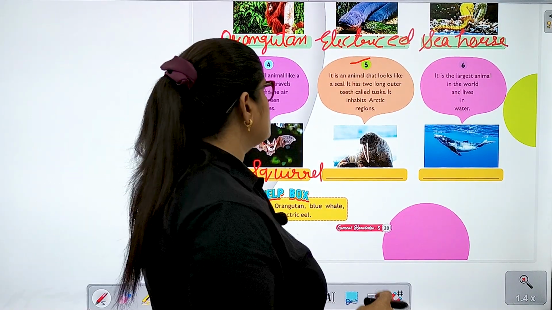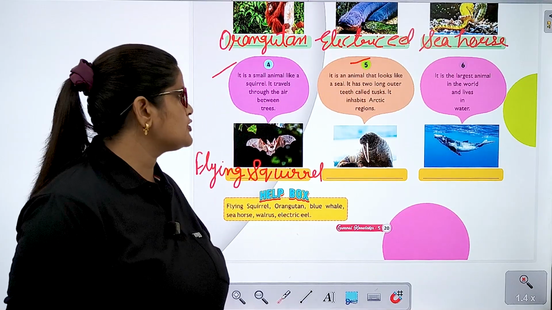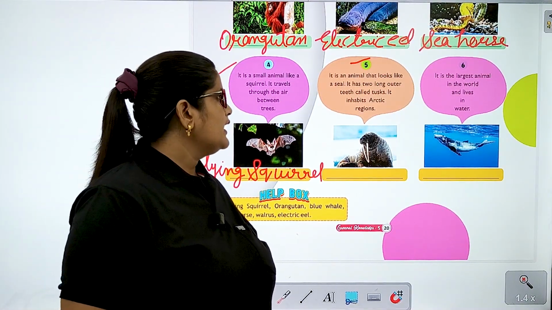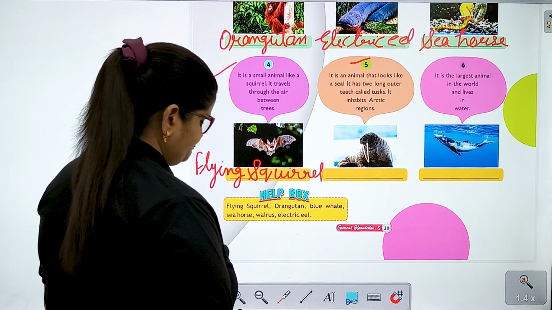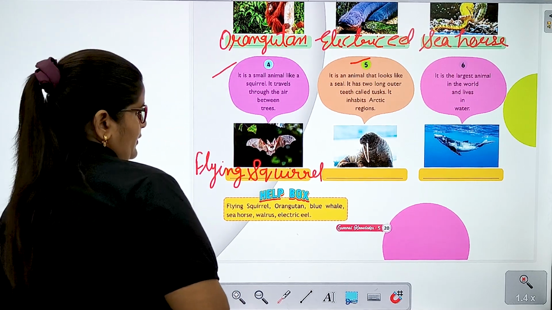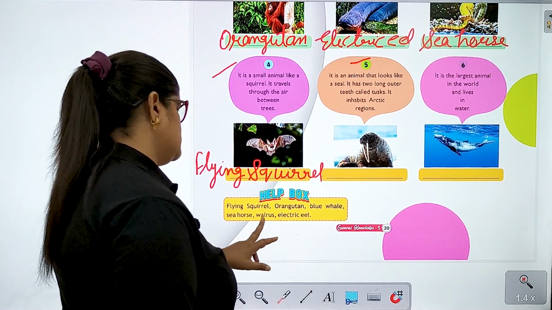It is an animal that looks like a seal. It has two long outer teeth called tusks. It inhabits Arctic regions. Walrus.